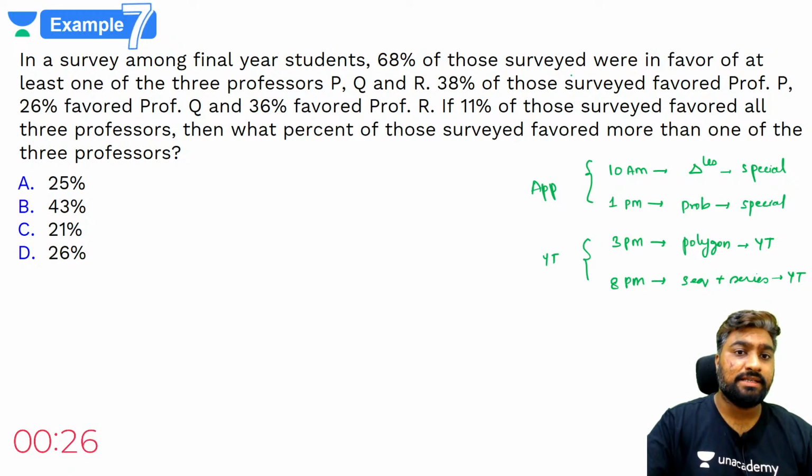No, 38% of those surveyed, total people who got surveyed, out of that 38%, not of people who favored at least one professor. Not of 68%, 38% of total people who got surveyed. Yes.